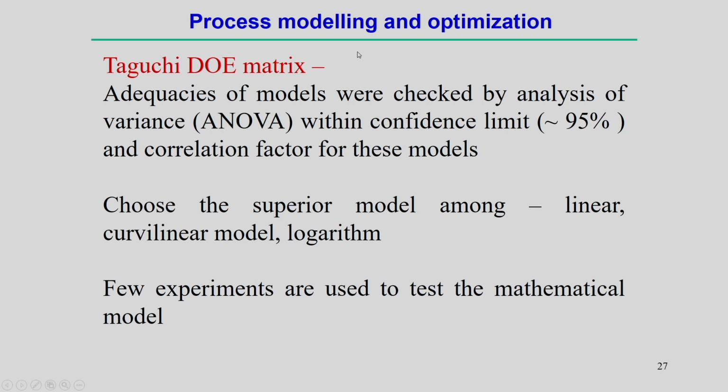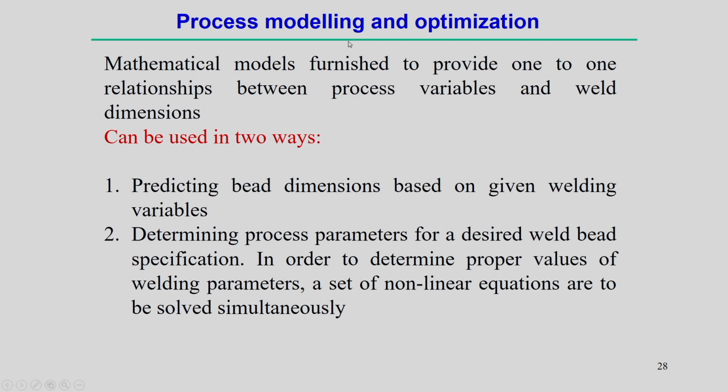Now, Taguchi DOE is basically adequate for the models and variance within a confidence level of 95%, and the correlation factor for these models. Normally we get all the data from the ANOVA table, and then choose the superior model among all these parameters and relationships. For example, we can use linear, curvilinear, logarithmic, and based on that we can choose which relationship fits the input and output data better. Therefore, a few experiments are used to test the mathematical model.